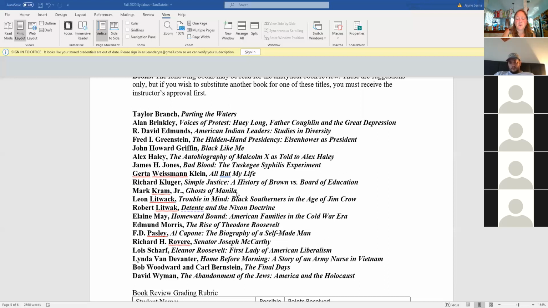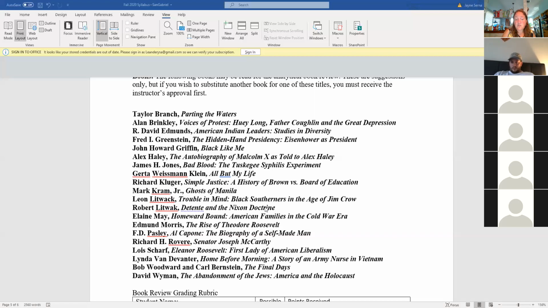This is the boxing book I kept mentioning, Ghosts of Manila, which is about the Ali Frazier fights, but it also combines a bunch of information about popular culture plus the Vietnam movement, anti-Vietnam movement. And Trouble in Mind is about Jim Crow laws, discriminatory laws that adapt from slave codes to Black codes after the Civil War.